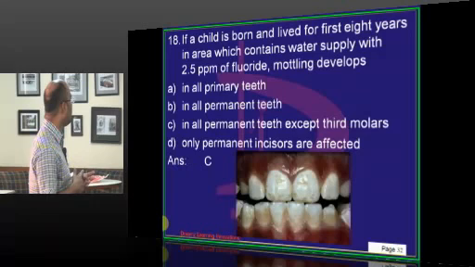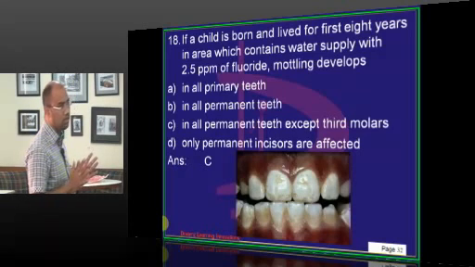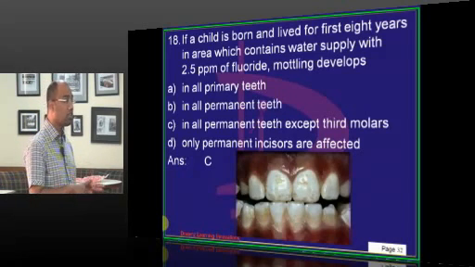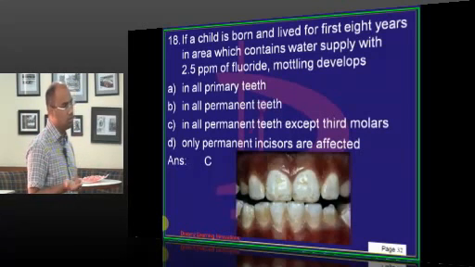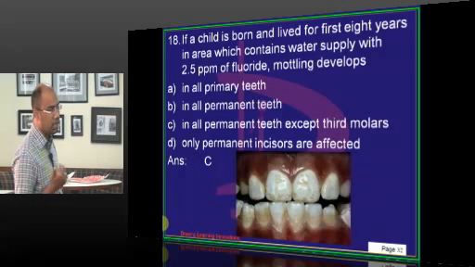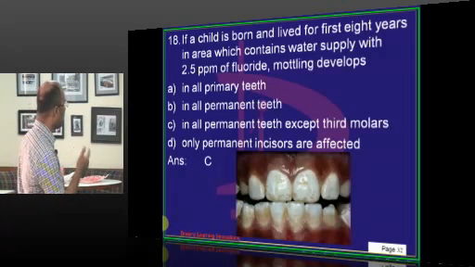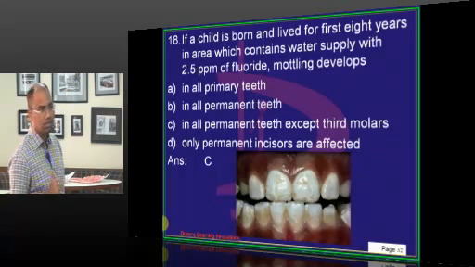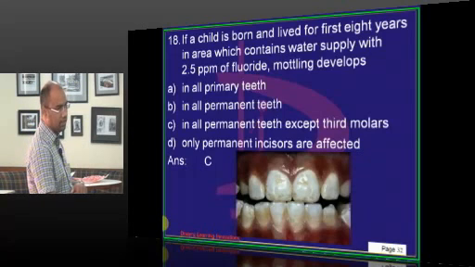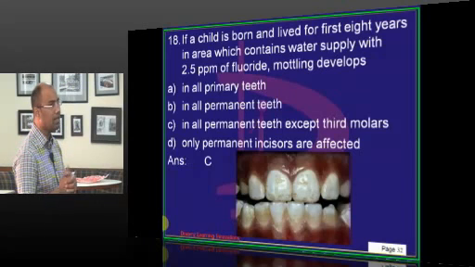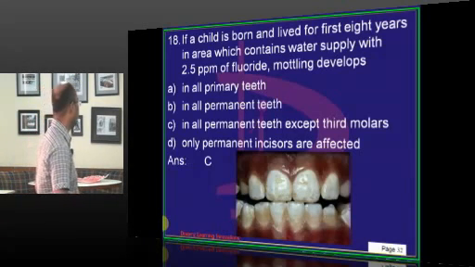So by 8 years, most of the teeth are calcified, isn't it? Calcification begins for all the teeth. Your first permanent molar will start at birth, and the last tooth which is left is your third molar. The third molar is at the age of 7 or 8 years, or after 8 years. So other than third molars, all the permanent teeth are affected, isn't it? So if a child has lived for the first 8 years in a fluoride area, then all the permanent teeth are affected except for the third molars.